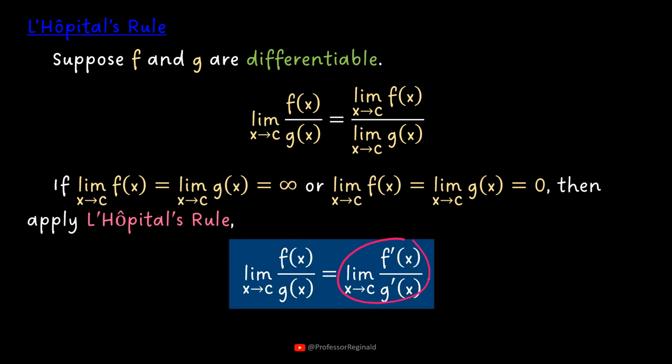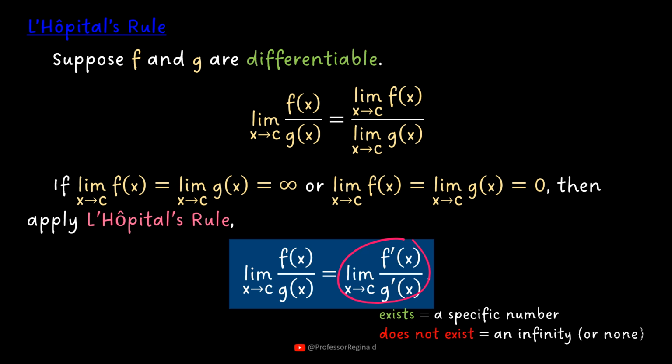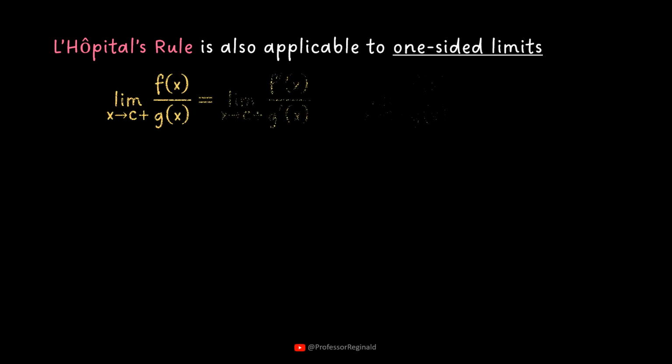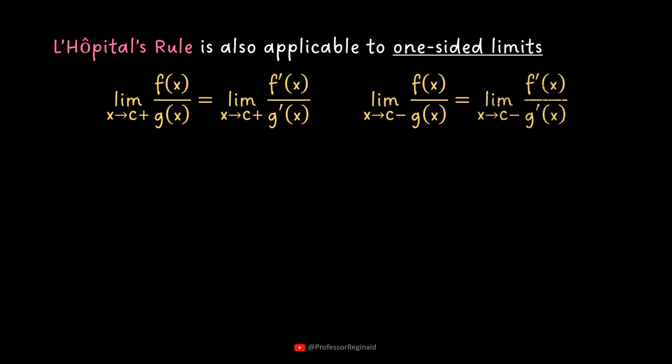The limit on the right side may exist, which means the limit is a specific number, or may not exist, which means the limit is infinite, or the limit does not exist at all. L'Hopital's rule is also applicable to one-sided limits and limits at infinity.